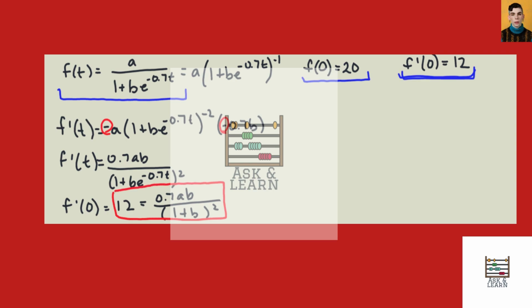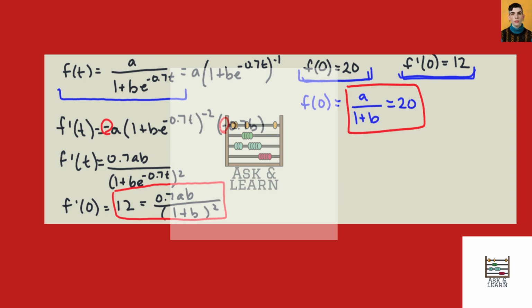And now we need to get the second relationship between a and b. So we're going to go back to f of 0 equals 20. Going back to the original function, f of 0 would be a over 1 plus b times e to the 0. And again, e to the 0 is 1, so this is just f of 0 equals a over 1 plus b, and that is going to equal 20. So we have a second relationship between a and b.